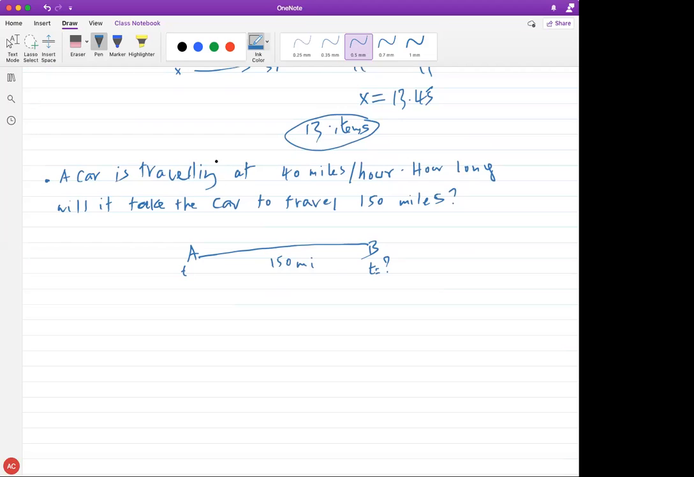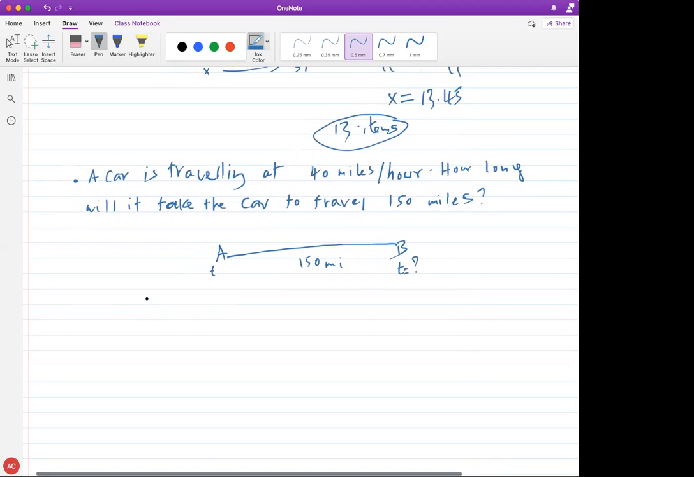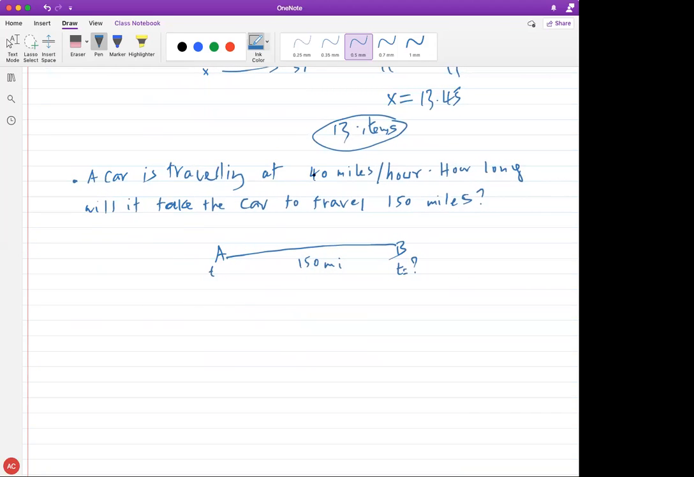Okay, so we're going to need two ratios here from the problem. The first sentence will have one ratio, the second sentence will give us the second one. What is the first ratio based on the first sentence? 40 miles for an hour. That's right. 40 to 1. So hours and miles, 40 to 1.